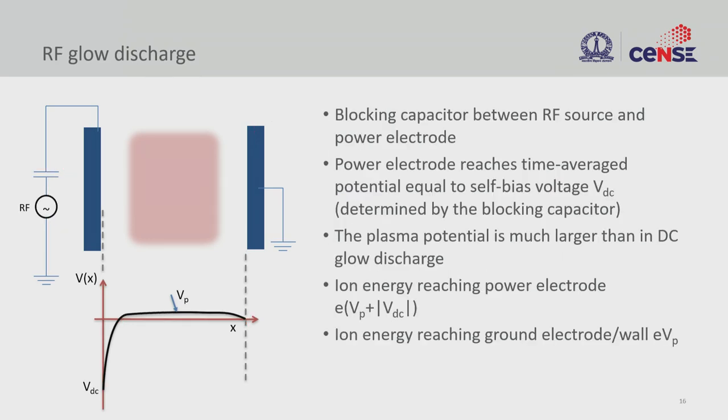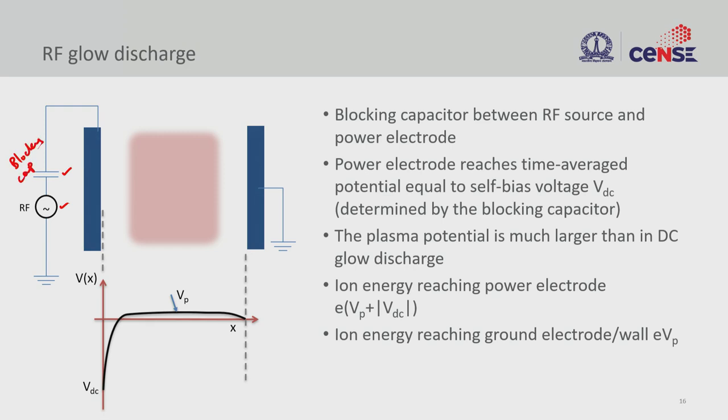And next is the RF glow. Instead of DC, we replace it with an RF source. But you have to note, it's not just RF, but we put in a blocking capacitor. So this is a blocking capacitor.